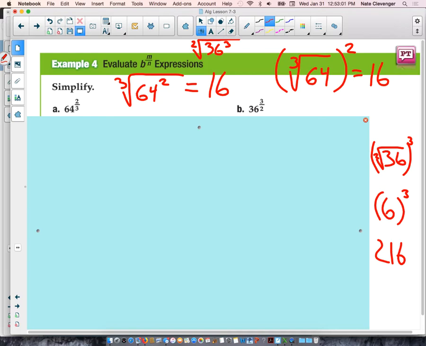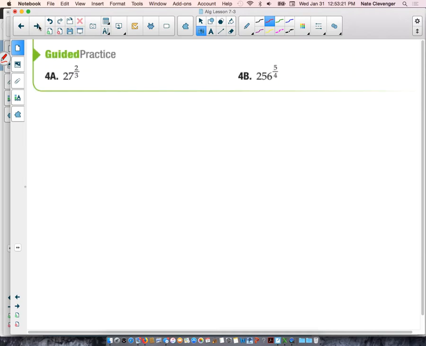So you take the cubed root of the square root of 36. The bottom number, your denominator, is always the root you're taking. The numerator is the power you're taking. So try that.